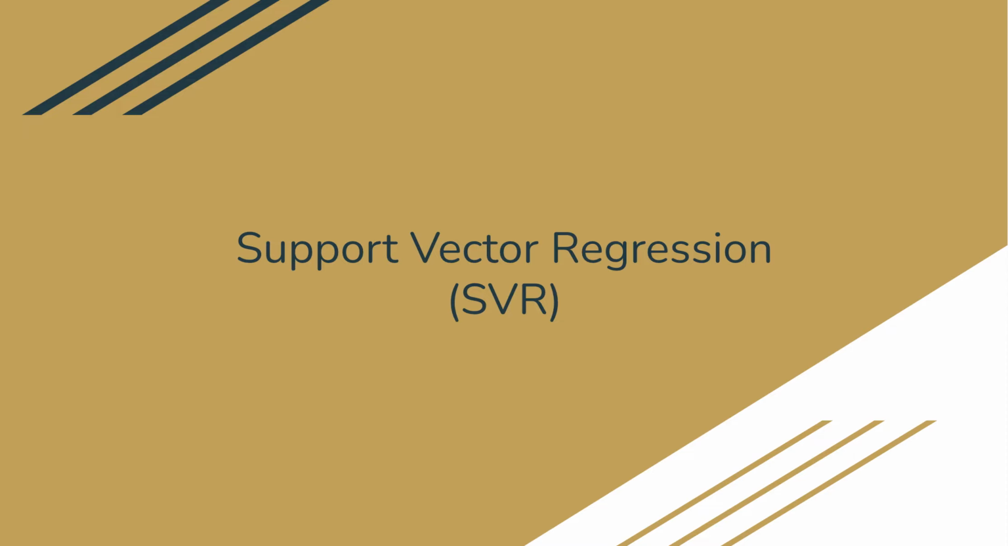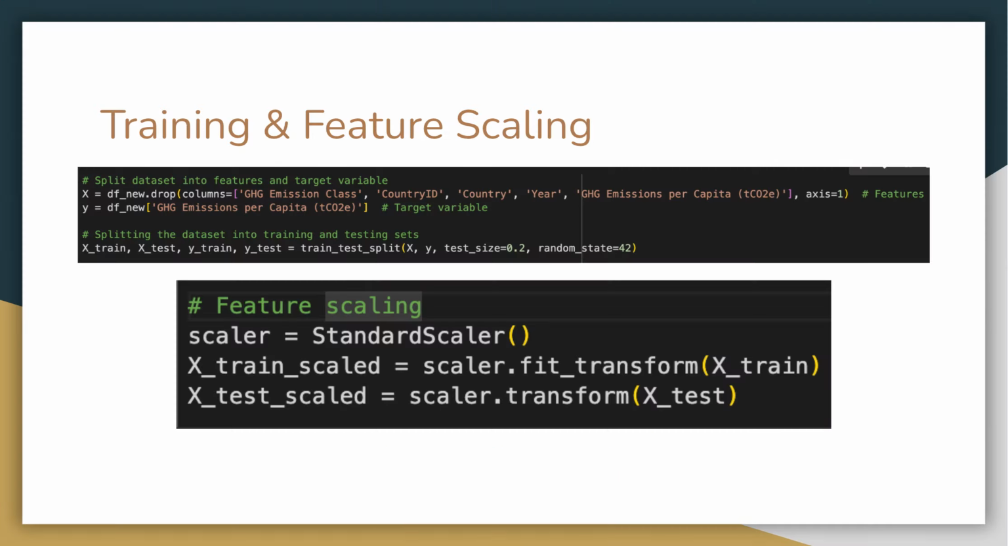The first type of machine learning model that we explored in this milestone was the support vector regression. Given that our dependent variable, greenhouse gas emissions per capita, is a continuous feature, we chose to go with a regression instead of a classification. First steps for this is training and feature scaling.